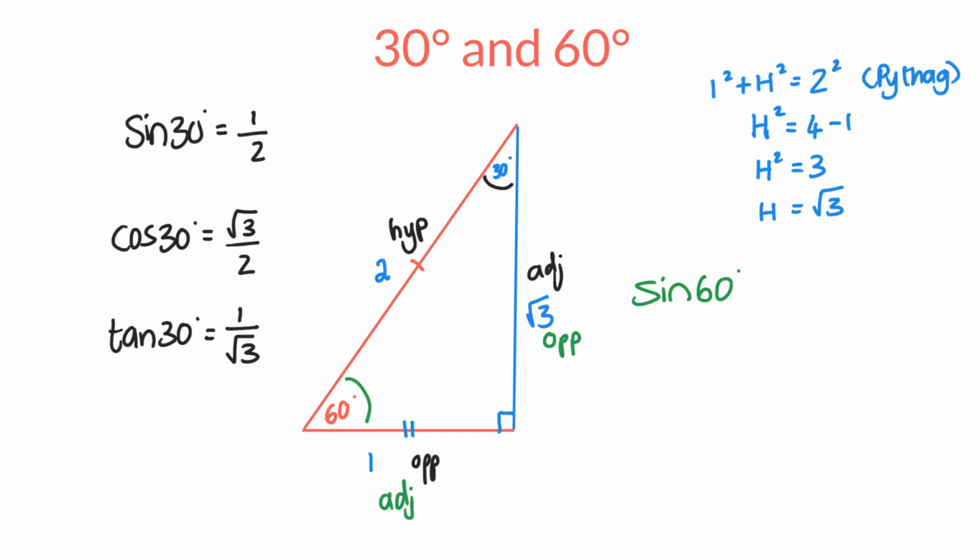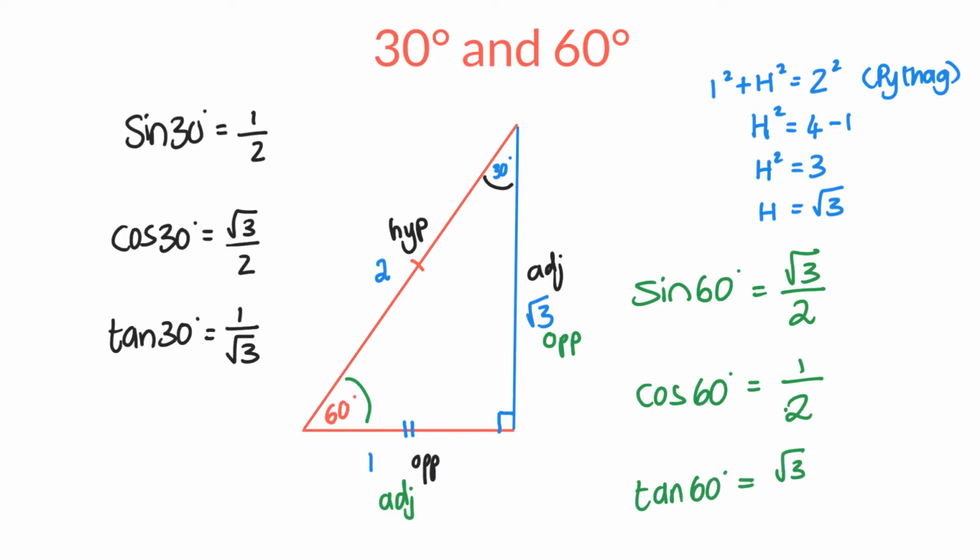So opposite will be root 3, over the hypotenuse, which stays the same. Cos of 60 will be adjacent over hypotenuse, and tan of 60 will be opposite, root 3, over adjacent, which is 1. In other words, root 3. And that's how you use the 30 and 60 special triangle.